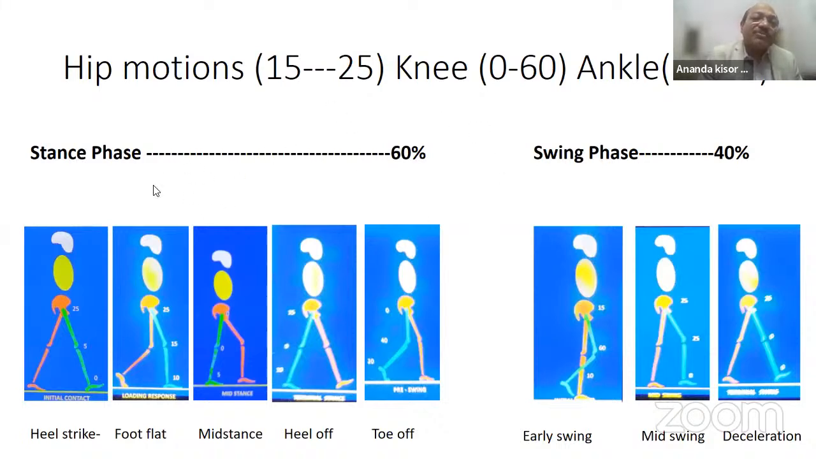The gait can be divided into stance phase and swing phase. The basic point is that the stance phase is on average 60% of the total gait cycle, whereas the swing phase is 40% in a normal gait cycle. The stance phase is subdivided into heel strike, foot flat, mid stance, heel off, and toe off, whereas the swing phase is divided into early swing, mid swing, and the deceleration phase. So this is the categorization.